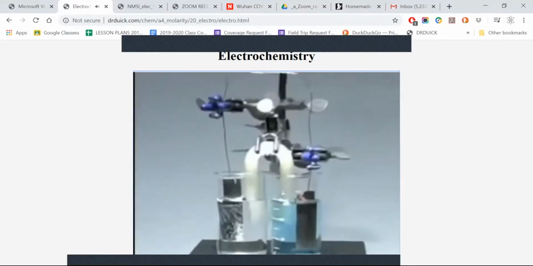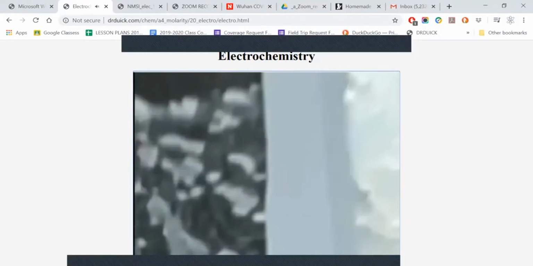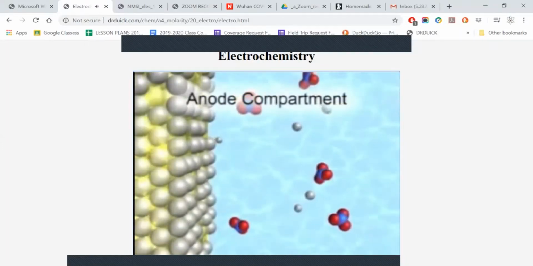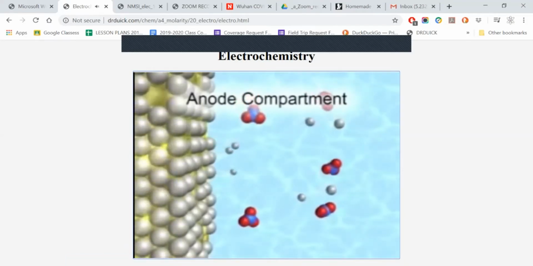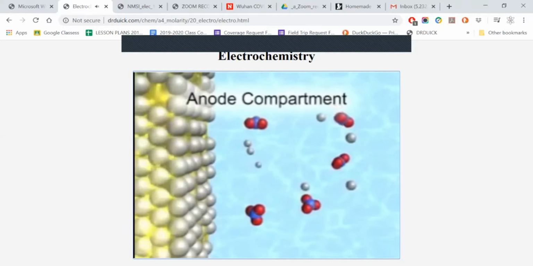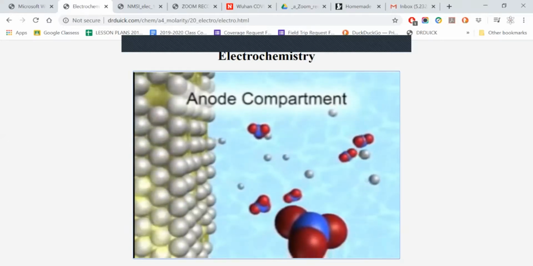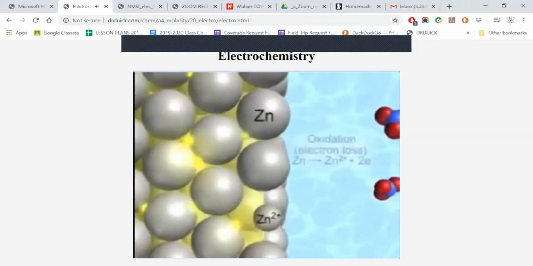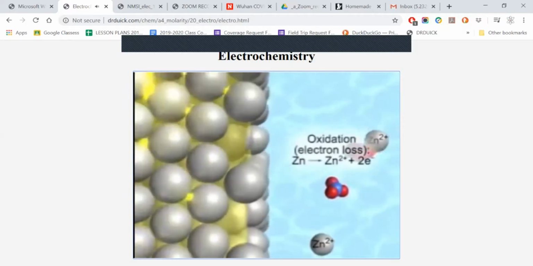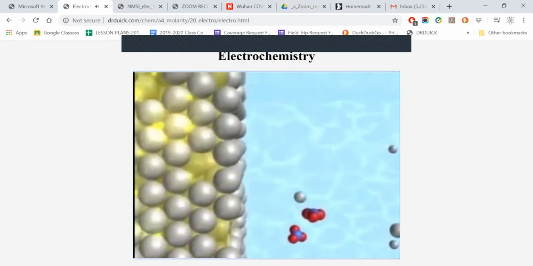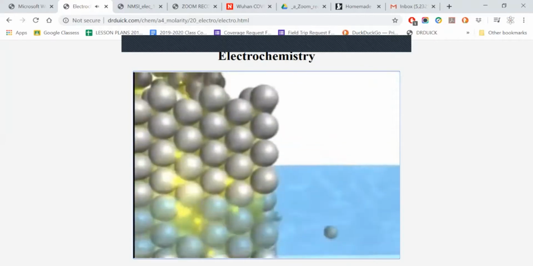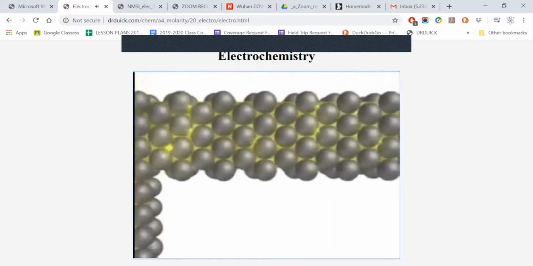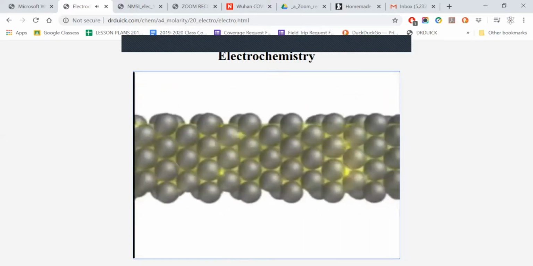Let's zoom into the atomic scale and see how this cell operates. Here, at the anode, the site of oxidation, zinc atoms in the metal bar are in contact with the surrounding electrolyte solution. Each atom loses 2 electrons and becomes a zinc ion, which diffuses into the solution. The electrons given up enter the bar and join the flow of electrons up toward the external circuit. They travel through the wire and flow into the cathode, the site of reduction.